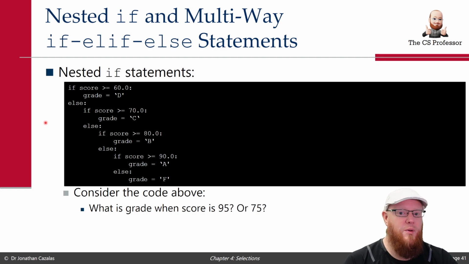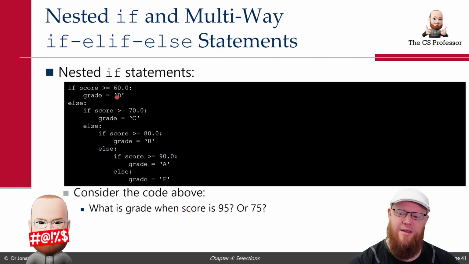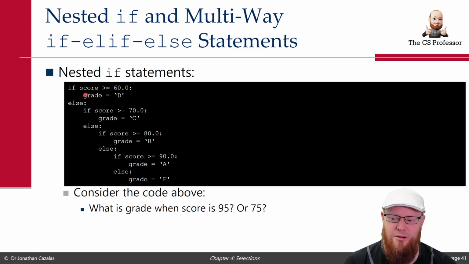What is the grade when the score is 95? Go through that. Well, we know the grade should be an A, right? But what's the grade when the score is 95 per this logic? Well, per this logic, if the score is greater or equal to 60, which is a true statement, we're going to assign the grade to be a D, which is not correct, right? Students would be quite upset if they got a 95 and you assigned them a D. So the logic here is incorrect.